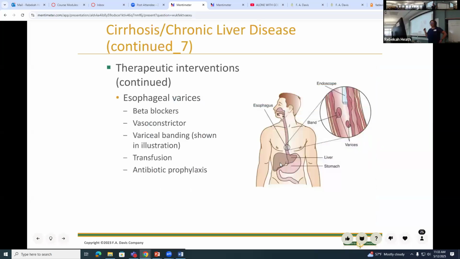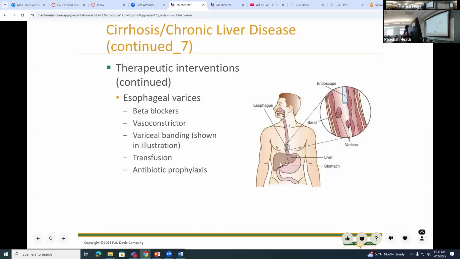Okay, esophageal varices. So see, this is where you can kind of see, it's like a little outpouching, right? And here they show a treatment where they have banded it. I've seen it where patients have had esophageal varices that are bleeding, and they're pretty much just vomiting bright red blood. It's an emergency situation.